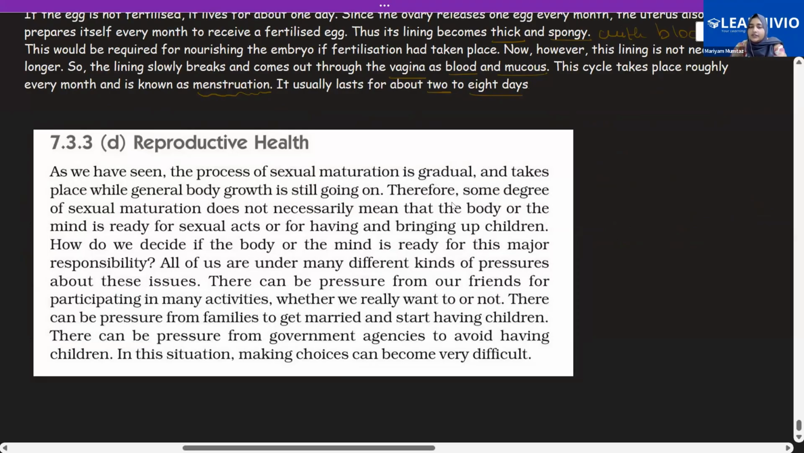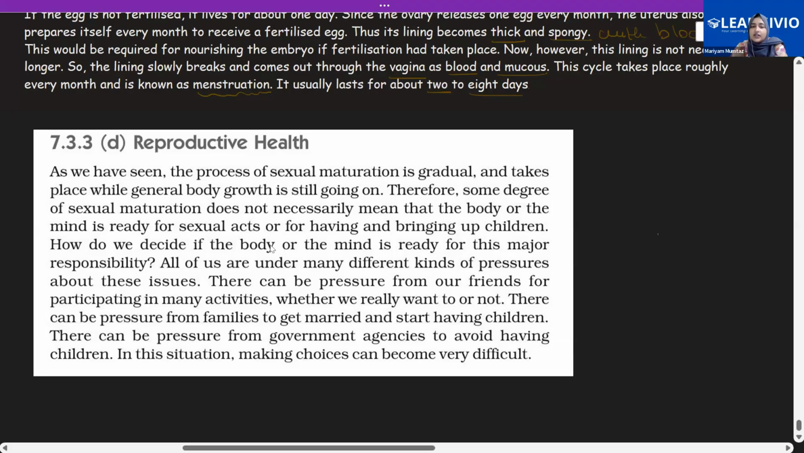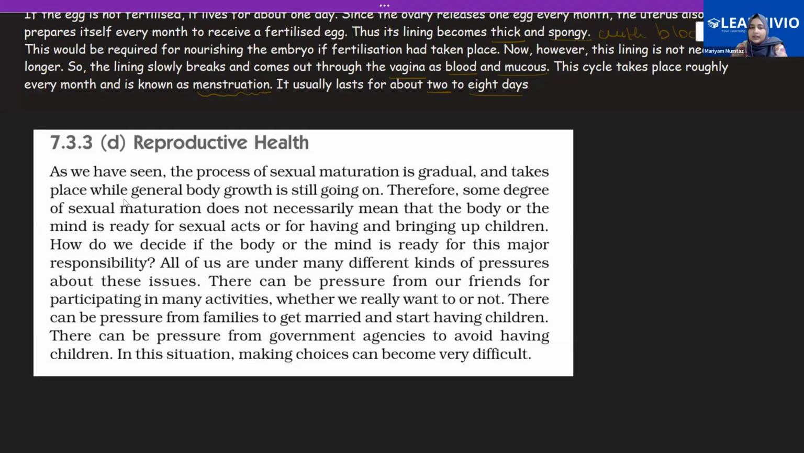The process of sexual maturation is gradual and takes place while general body growth is still going on, because puberty begins at 12 or 13 years of age. From that time, the child starts to get ready in terms of reproduction. Therefore, some degree of sexual maturation does not necessarily mean that the mind is ready for the sexual act or for bringing up children. Obviously, 13-year-olds are young ones. How would they bring up children? Biologically their bodies are ready, but their minds are not.